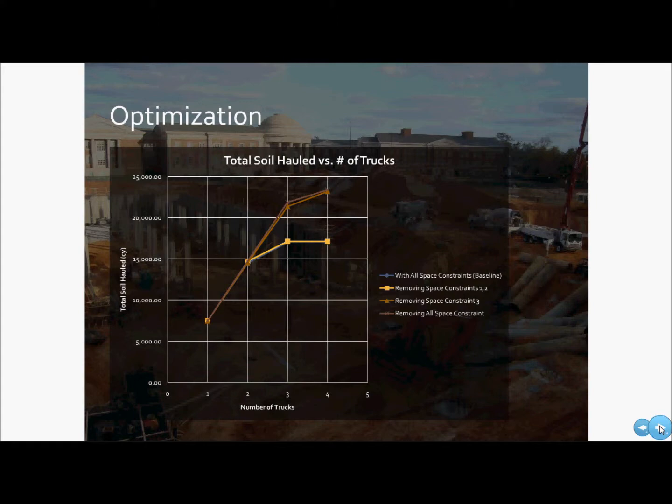This graph represents our production versus the number of trucks. As you can see, if we only eliminate space constraints 1 and 2, then we have the same production as if all the space constraints were still present. However, if space constraint number 3 is removed, production increases. Also, removing all the space constraints yields the same result.